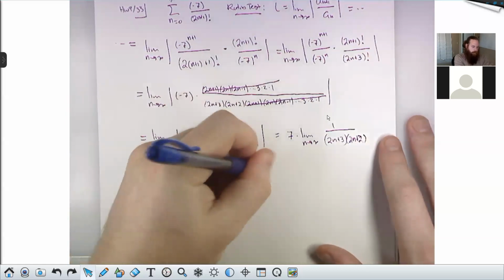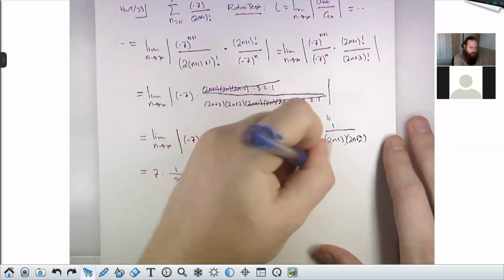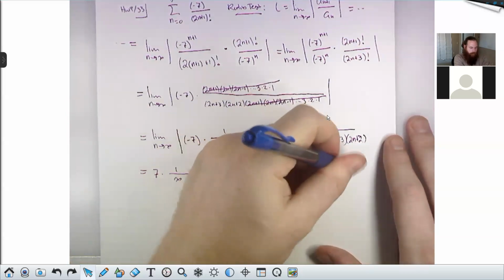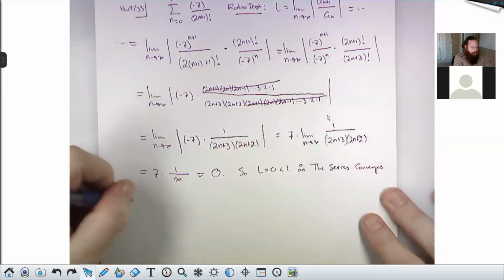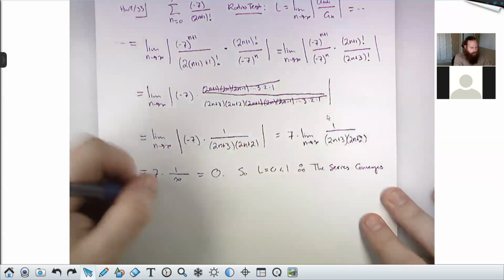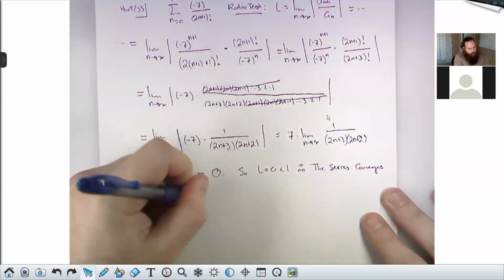So L equals 0, which is less than 1. Therefore, the series converges absolutely by the ratio test.